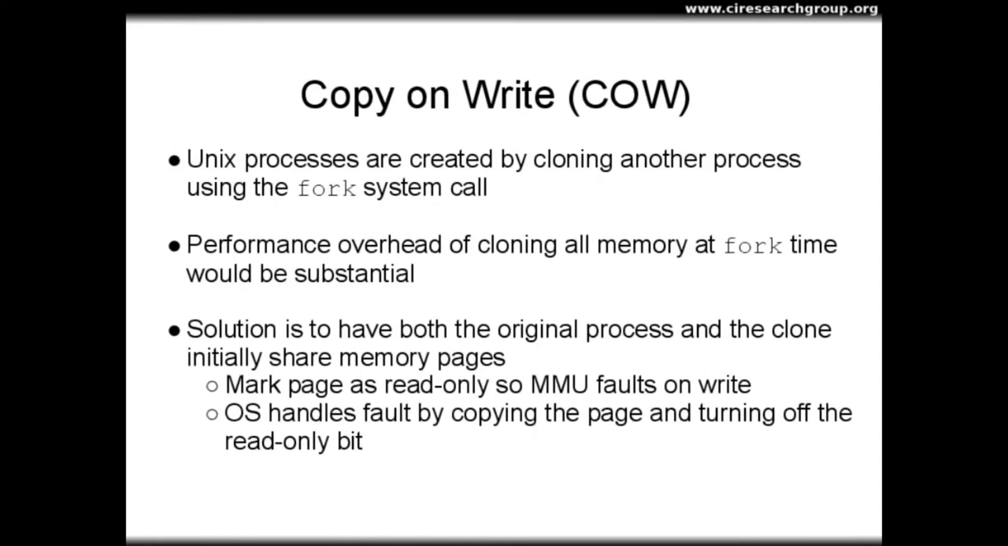While the fetching policy has a high impact on newly started programs, a copy-on-write approach improves performance whenever a process makes a copy of itself. On Unix-like systems, new processes are created when a running process clones itself with the fork system call. Cloning all memory at fork time could be a slow operation, since a process might be using a large number of pages. Copy-on-write addresses this performance issue by having the clone initially share the original process's memory pages.